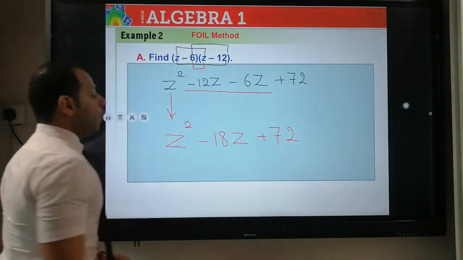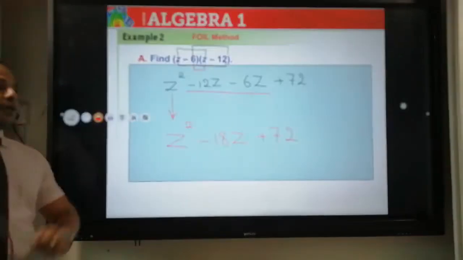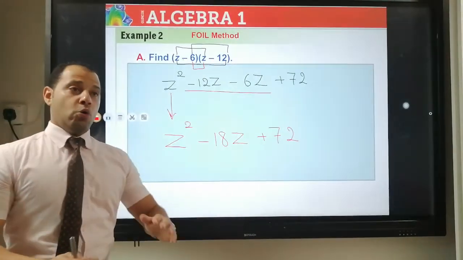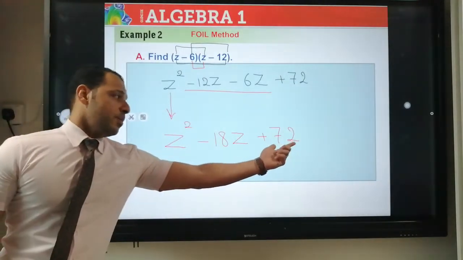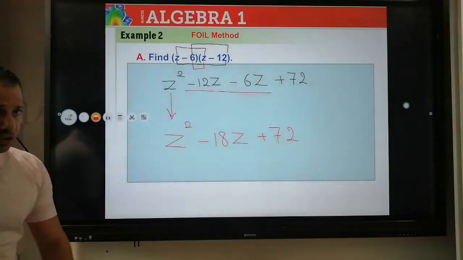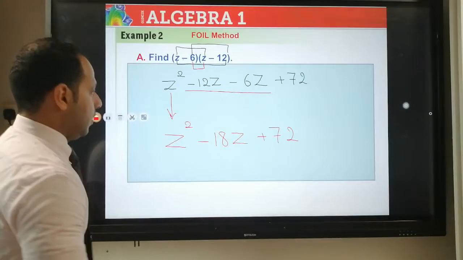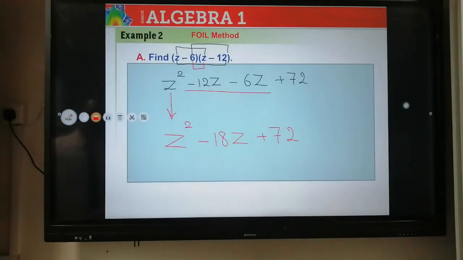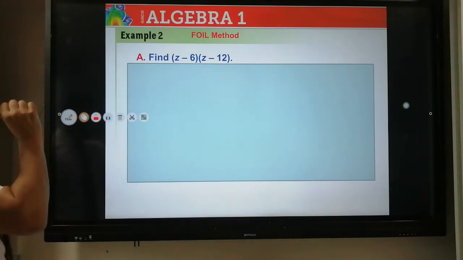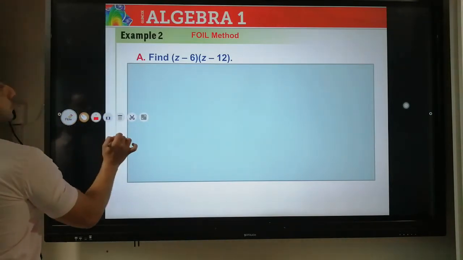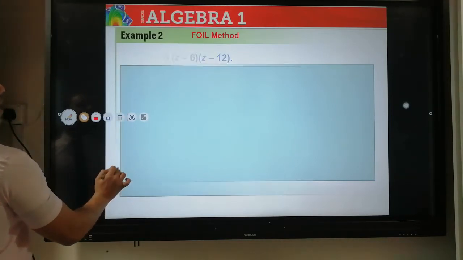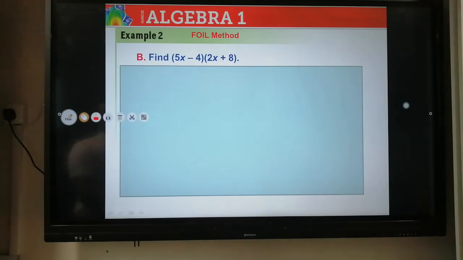Is this the simplest form? Yes, because you have here z power 2, here z, and here the free term, or the absolute term, or the constant, which is represented by 72. I can't add or combine any of the terms, so this is the simplest form. Let's go to another example.